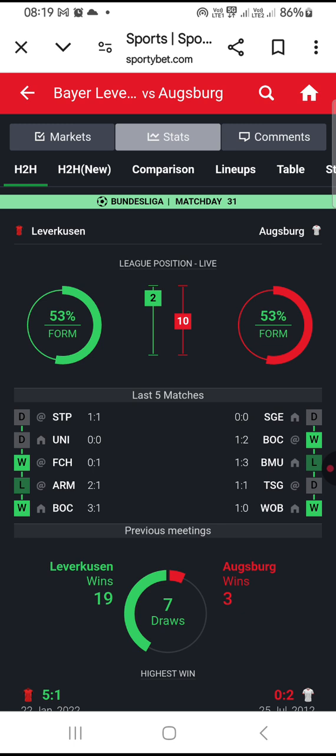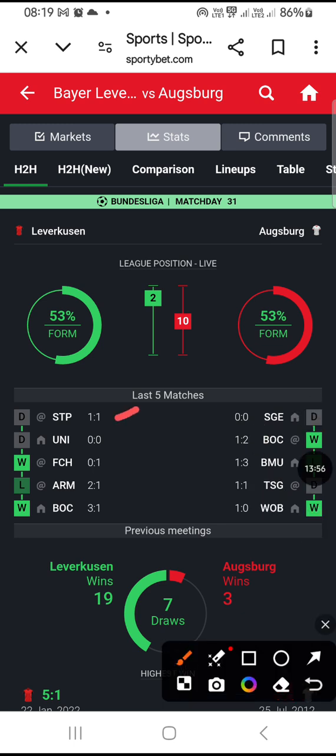If it is 1-1, it is by 0. But we are not looking at that way there. We are just looking at the goals they scored. So they only scored 1 goal here. They didn't score here. So which means Bayer Leverkusen, they lost here. And if you look at the records of Bayer Leverkusen, it has been poor. So it means that they cannot score more than 3 goals in the match.